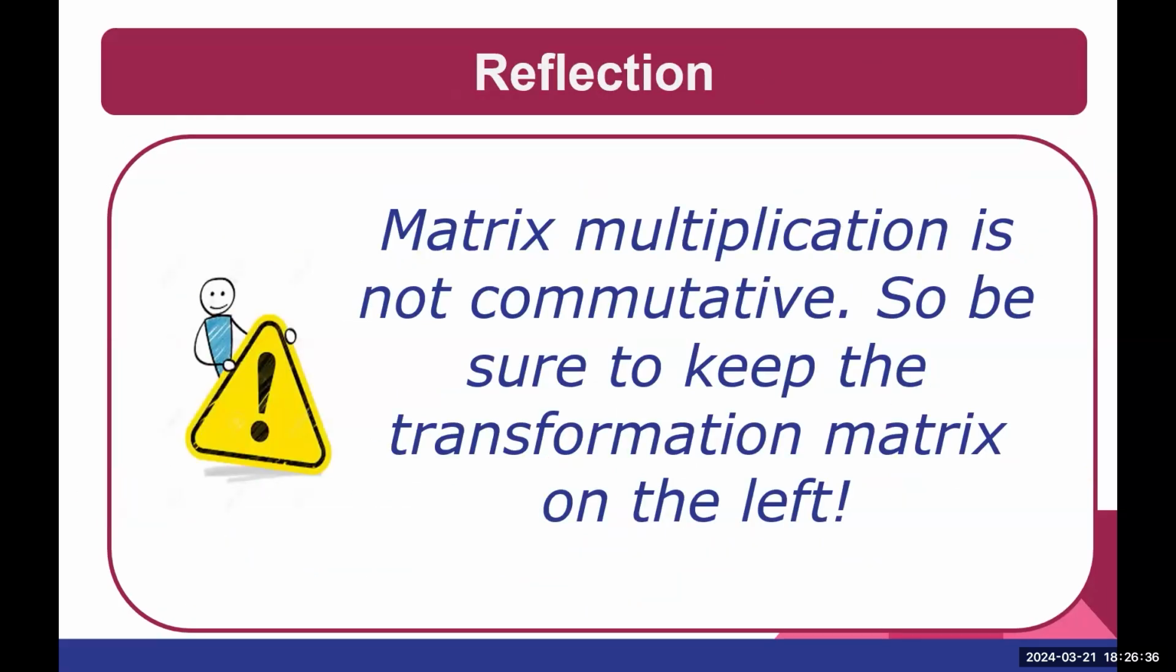So just stay tuned for that. Matrix multiplication is not commutative, so be sure to keep the transformation matrix on the left. So don't put the transformation matrix after. If we're given, let's say, 1, 3, 3, 4, and we want to reflect this, don't go ahead and put the transformation matrix after -1, 0, 0, -1, because matrix multiplication is not commutative. This will give a different answer than what we would get if we put the transformation matrix first.